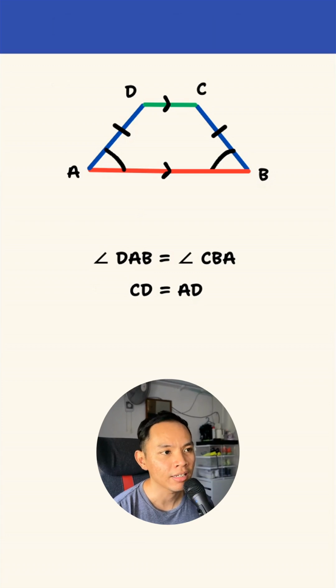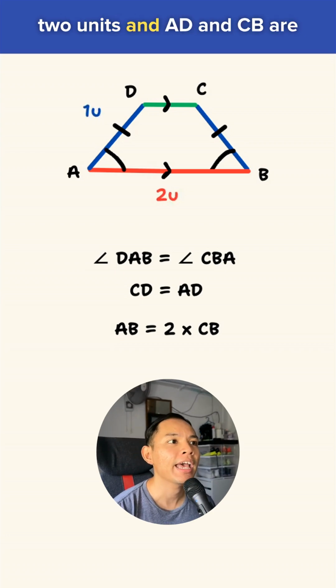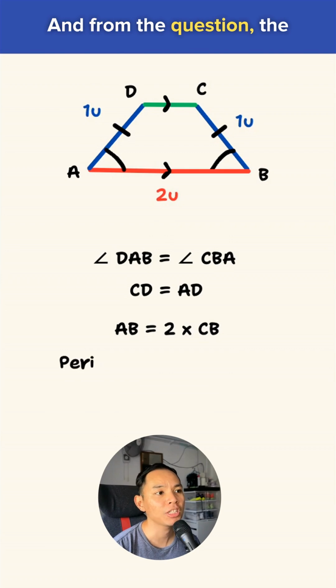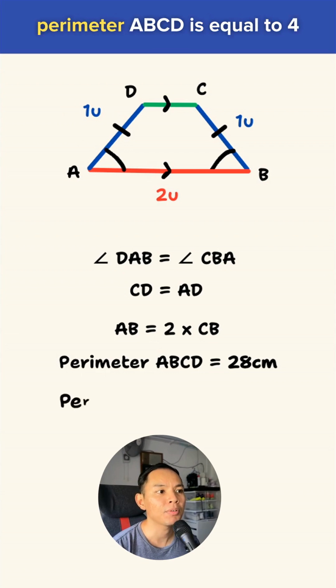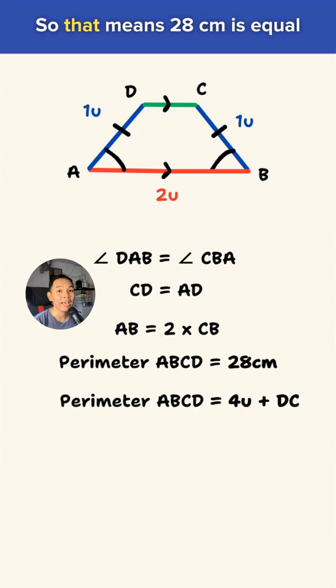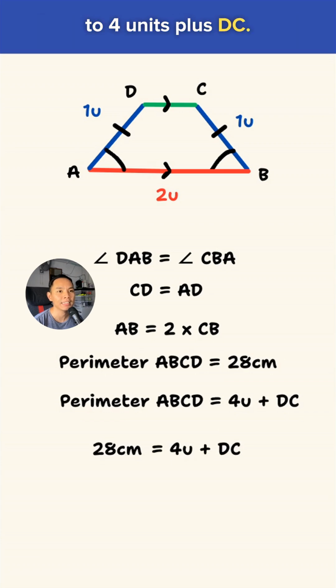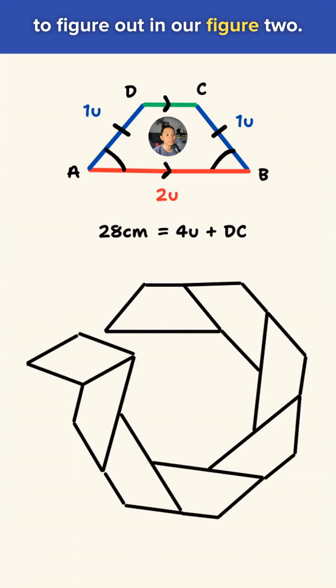So now we will color this a little bit nicer so that it's easier to understand. And in the question, AB is twice of CB. That means AB is 2 units and AD and CB are 1 unit. And from the question, the perimeter of ABCD is 28 centimeters. In terms of units, the perimeter of ABCD is equal to 4 units plus DC. So that means 28 centimeters is equal to 4 units plus DC. This equation is important to figure out in our figure 2.